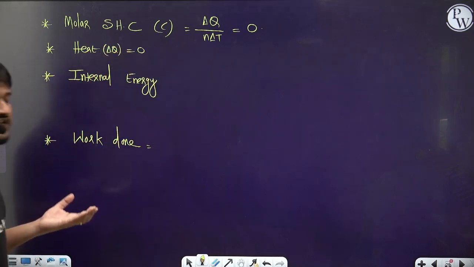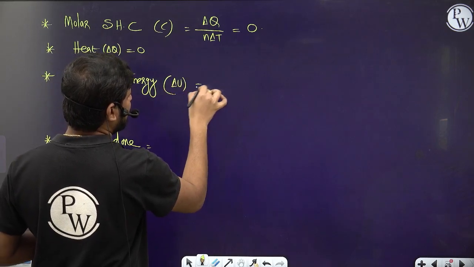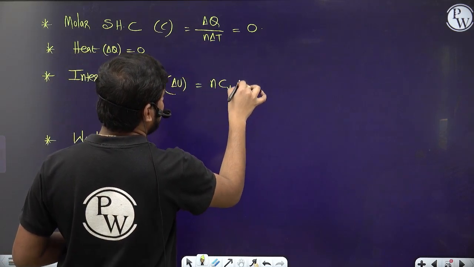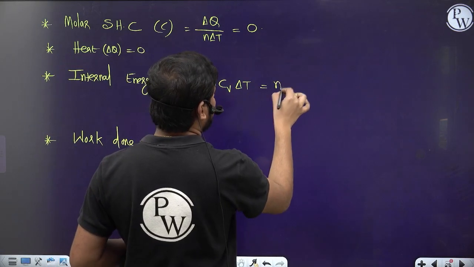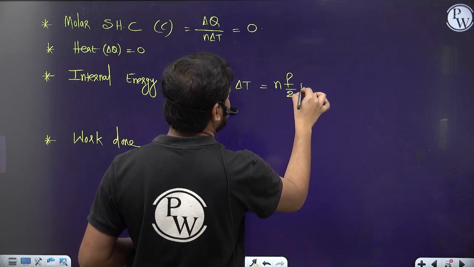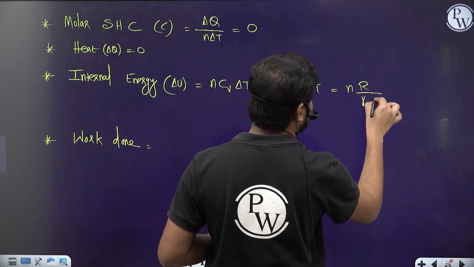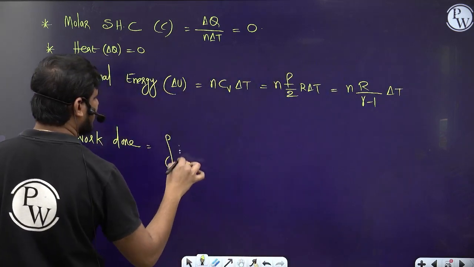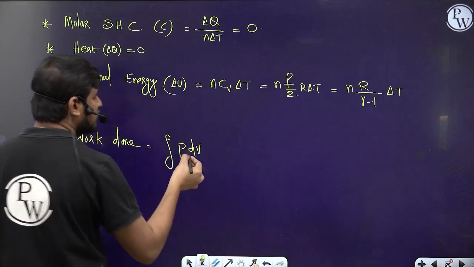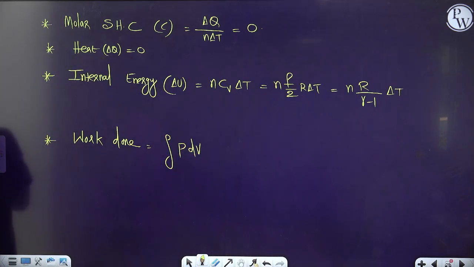So what about internal energy? We have the internal energy delta U, only the one formula, which is nCV delta T, or n into F by 2 R delta T, or n into R by gamma minus 1 into delta T. That's it. The actual work done formula we have is P dV. Here we have to make some changes. So what's the work done here? What's the work done here?